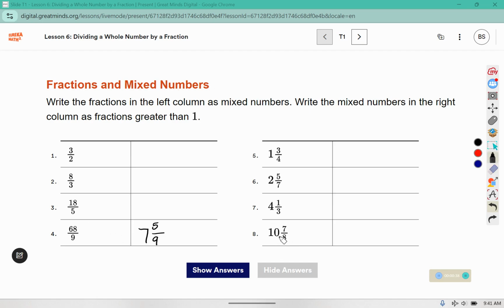For these, we're going to multiply. 10 times 8 is 80, and then we add 7, 87, and we keep the same denominator, so 87/8. Complete the remaining 6 problems for your warm-up.